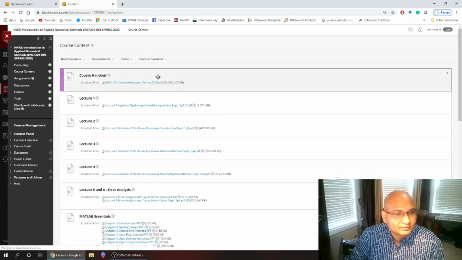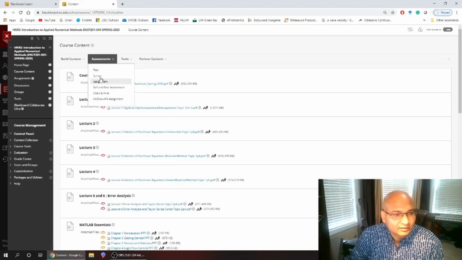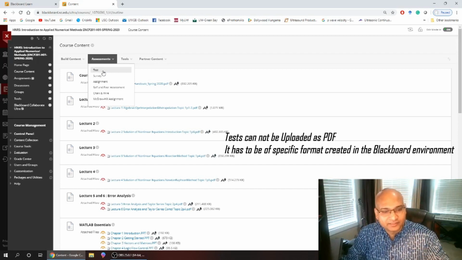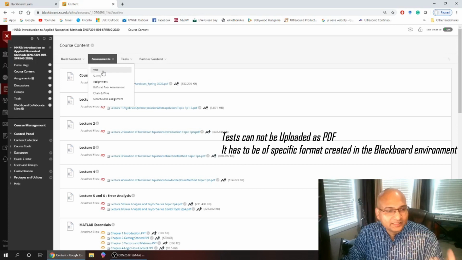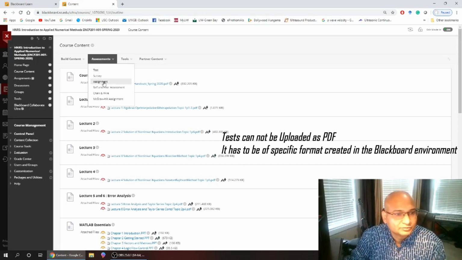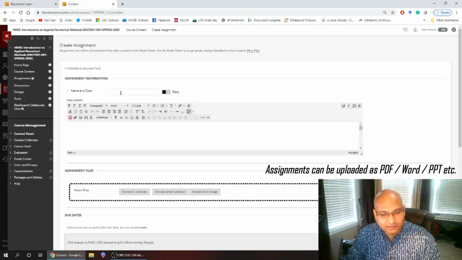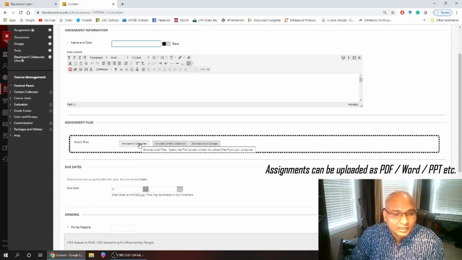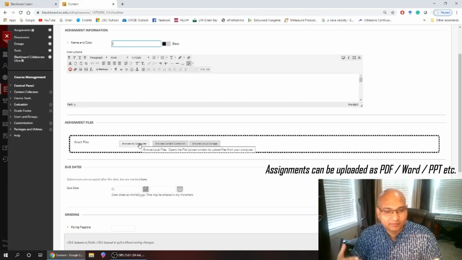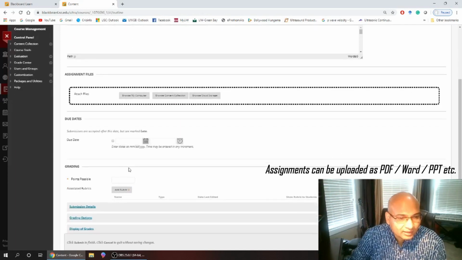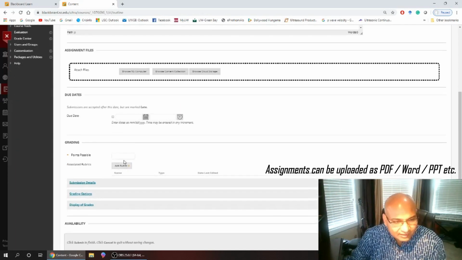In the course content, you will see that under assessment you have several ways to assess the student. You can do a test, but if I click test, you have to have a test prepared beforehand, and then you can link to the test. Another way is to give assignments here. If you click assignments, you can name the assignment, and you can browse for the questions you'd like to give in a PDF, PPT or Word file. You can give the due date and the points possible.